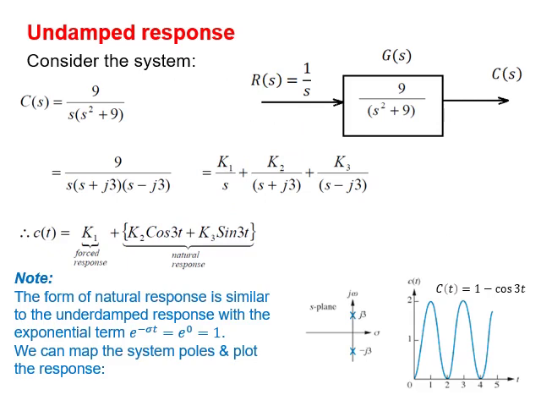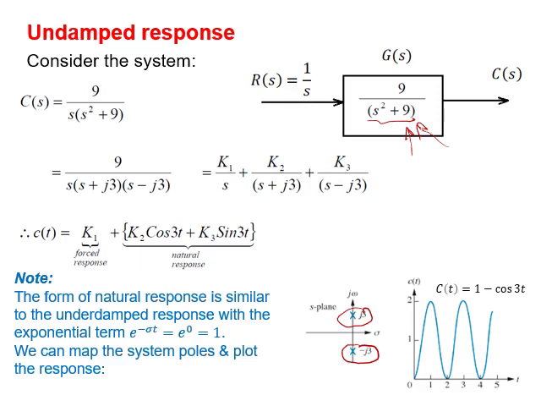Undamped. As you see here, the denominator is a second order equation, which equals S squared plus 9. If you think about it, you will find that S is imaginary, there is no real part. So if you look at the location of the poles for this system, you will find that there are two poles, one at j3 and one at minus j3. So that's why we call it undamped.